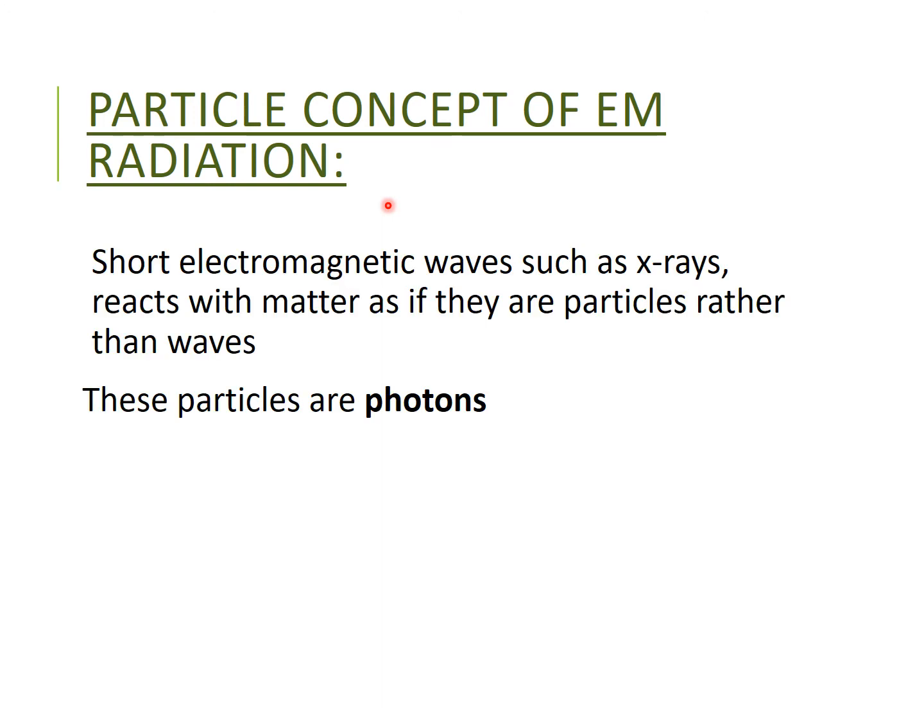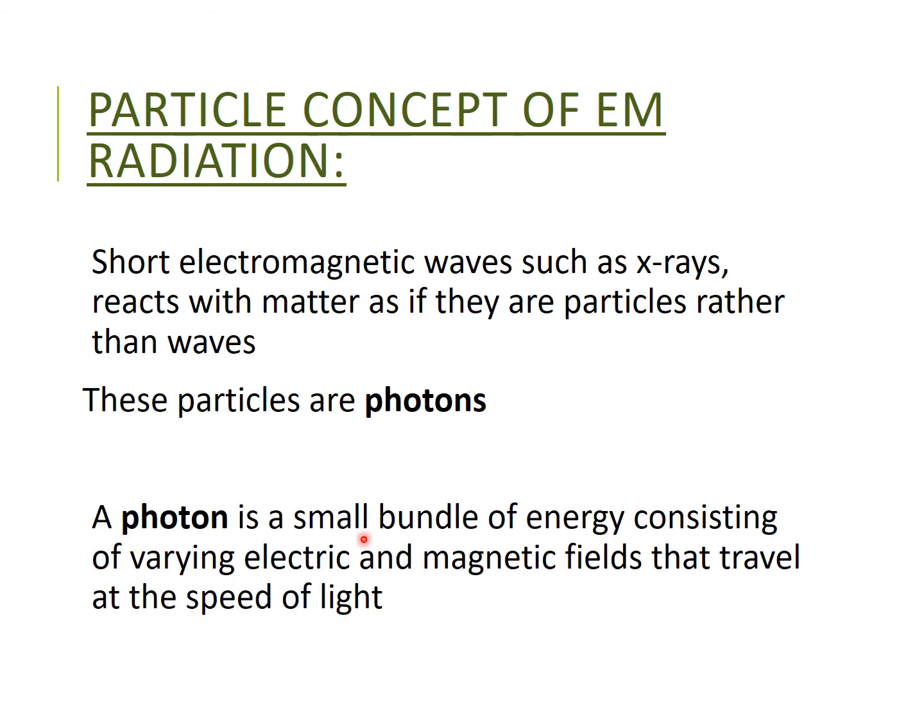The next concept is the particle concept of electromagnetic radiation. We already saw the wave concept, so we'll move on to the particle concept. Short electromagnetic waves like X-rays or infrared rays react with matter as if they are small particles rather than waves. So they can be a wave, and they can also be like a particle. When it is in the particle form, we call them photons. Photons are like very small bundles of energy. They can also travel at the speed of light with varying electric and magnetic field.